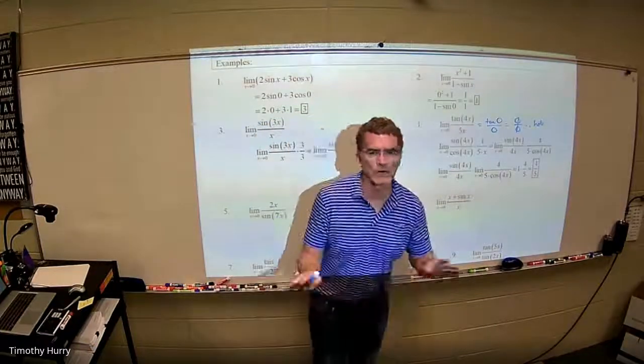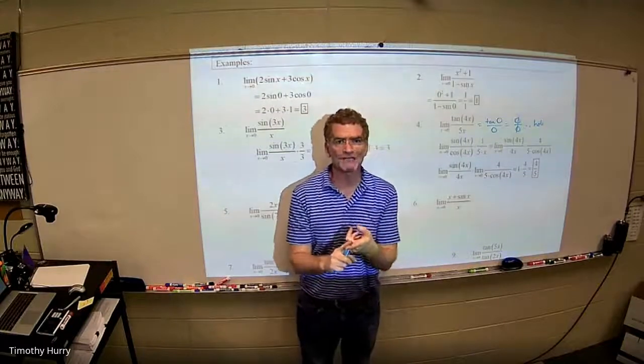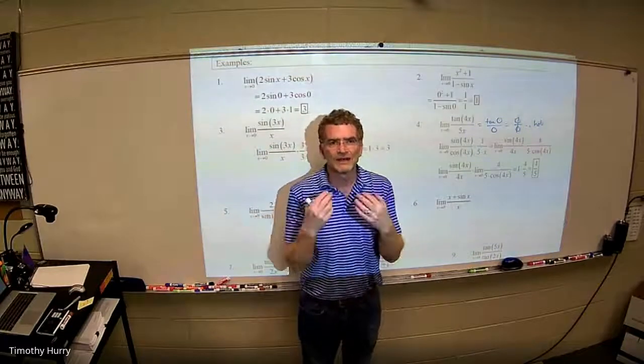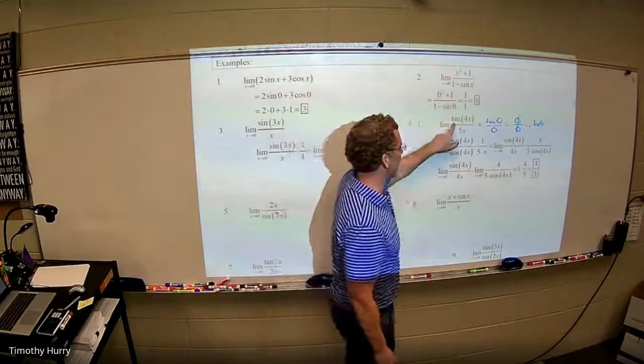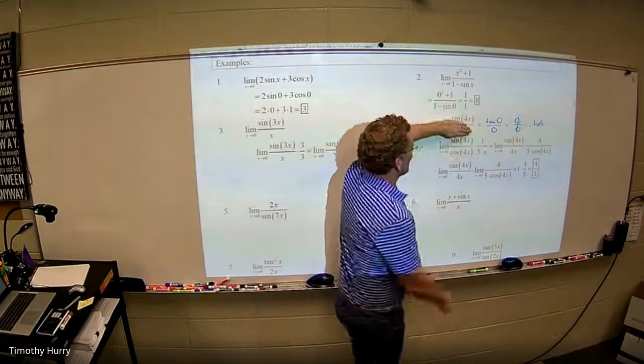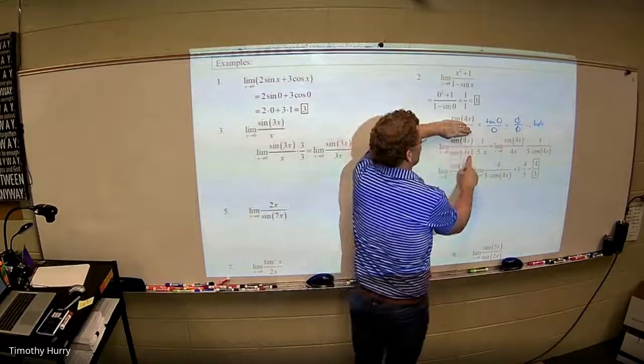Tangent is not one of my rules. The only rules I have, well, tangent of 0 is, but that's not really helping me here. So here's what I'm going to do. I'm going to rewrite tangent of 4x as sine of 4x over cosine of 4x.